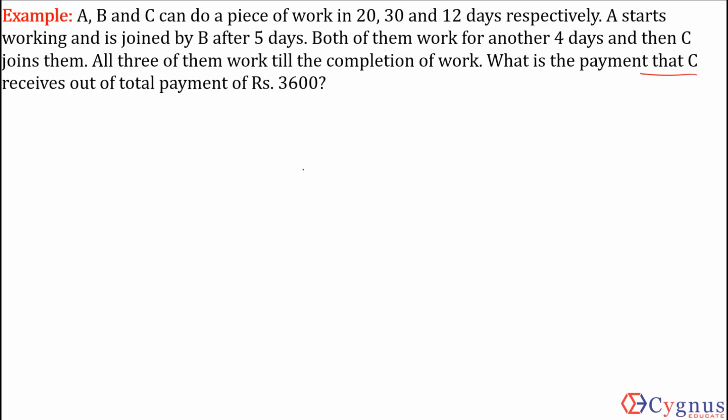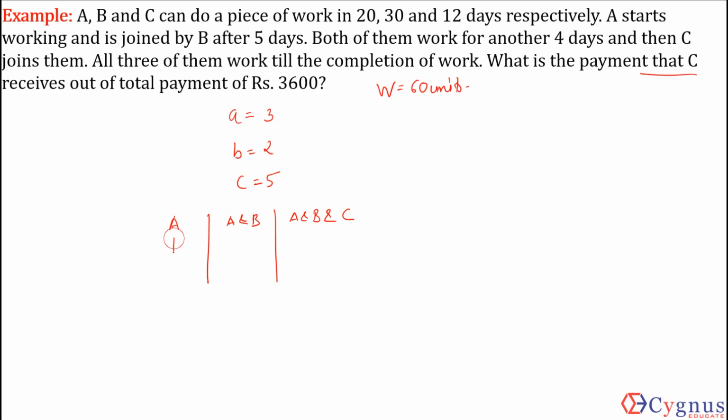So I need to find the work done by C here. What's their efficiency? A alone can do how many units? The LCM of 20, 30, and 12 would be 60. So what's the total work? 60 units. A's contribution will be 3 units, B's will be 2, C will be 5 units per day. Now A starts the work. For the first 5 days, A was working, is joined by B after 5 days, and they'll work for 4 more days. And the last part of the work was finished by all three of them.